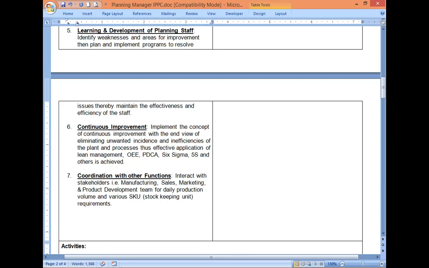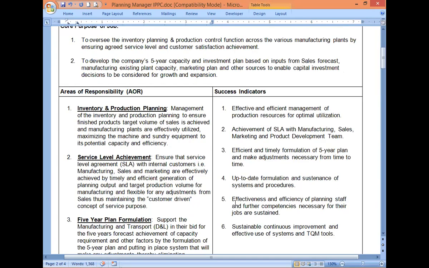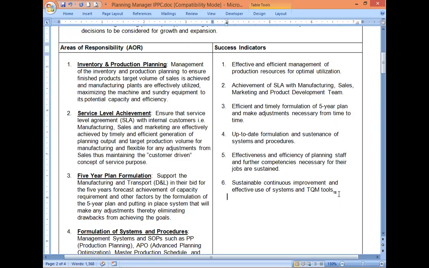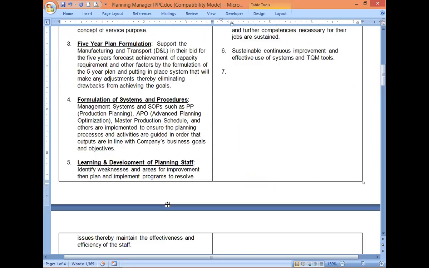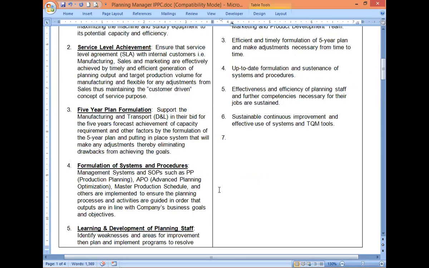Okay. That's it. I promised you 8 to 9, but I think this is enough. More than enough for his compensation. But we need to write the last one, coordination with other functions. Make it simple. So what would you say in this part?